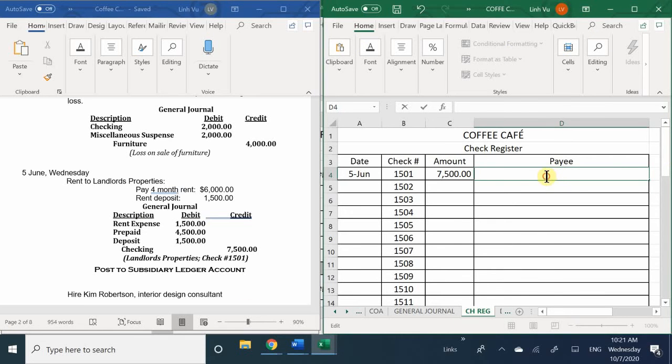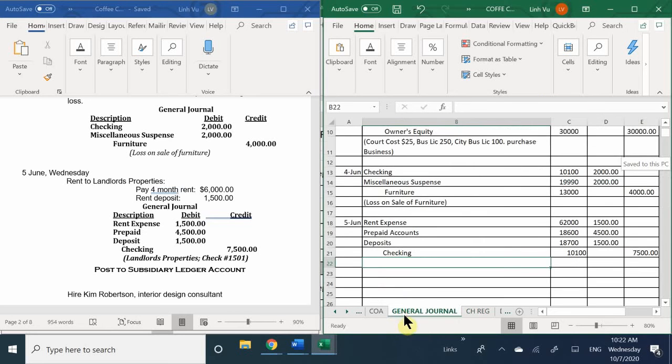Okay. So my payee is going to be landlord's properties. Okay. Good. Now that I've written my check and I've established that it's check number 1501 and I know who my vendor is, now we can go back to our journal and properly disclose that information, right?